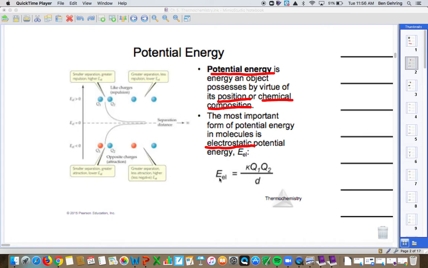Equation down here. The electrostatic energy, that's what this E sub el means here, is equal to k, which is a constant, which we're not going to worry about at this point in time, times Q1 times Q2. Q represents a charge. So Q equals charge. We're going to get more into Q later, but for now, charge is good enough. And then divided by the distance. So you multiply your constant times your two charges and divide that by your distance to get your potential energy.